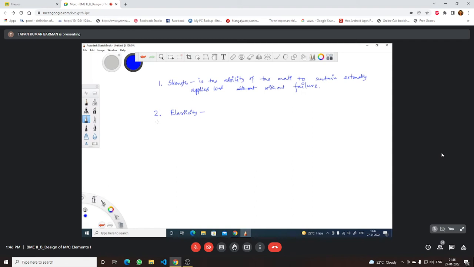Number 3, plasticity. So it is the ability of the material to retain, not regain, to retain the deformation on a permanent basis.